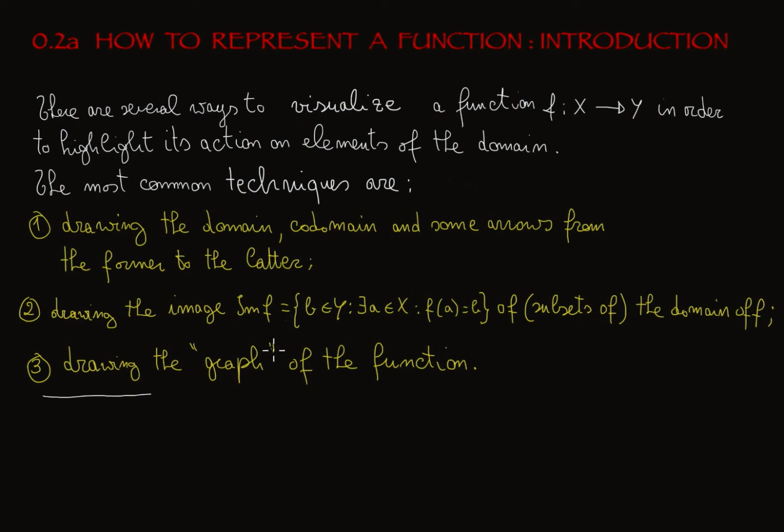So remember, we have seen in the previous lecture that the graph is a subset of the cross product, the Cartesian product, of the domain and the codomain. And indeed, it will contain all the information of the function f. There is no information carried by the function f which is not highlighted in the graph. In fact, the graph is the mathematical definition of function.